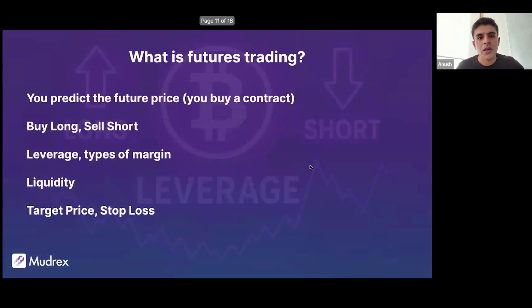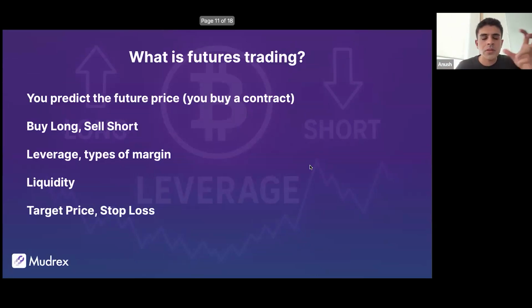Okay. So in futures trading, you're not actually buying the asset. You're buying a contract that represents your prediction of where the price is going to go. Okay. So I'll simplify this, right? Let's say you think Bitcoin is going to rise from right now 108K to 115K. Instead of buying actual BTC, you can open a futures position that says, hey, I want to go long on Bitcoin. And if the prices rise, you make a profit based on that movement.